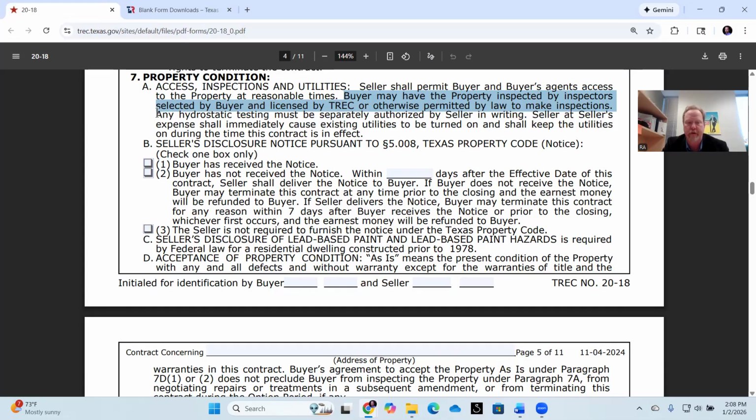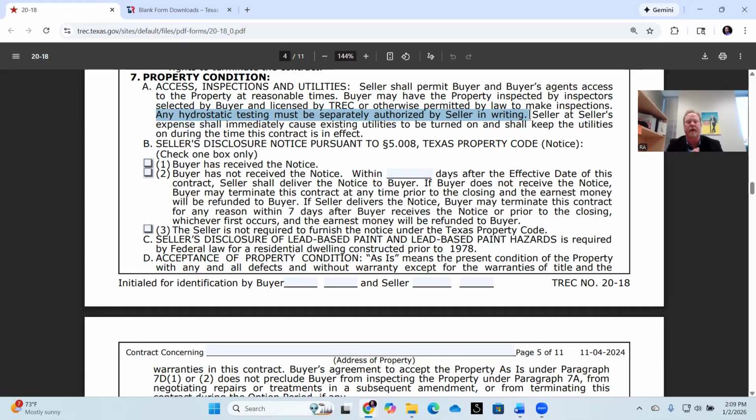Now, the next part here is any hydrostatic testing. So what a hydrostatic test is, that's when they're testing the sewage system by filling it with water and seeing if it declines over time, indicating a leak in the sewage system, which could be bad. If the buyer wants to do that, the seller has to authorize that, and there's an addendum for that. It's an addendum authorizing hydrostatic testing. So if you want to get that done, get it done.